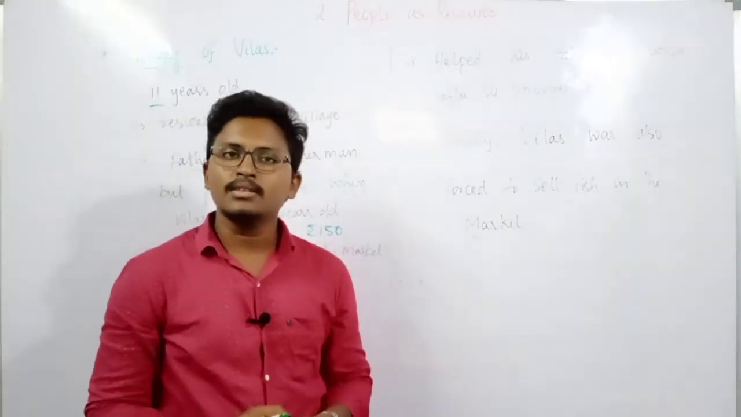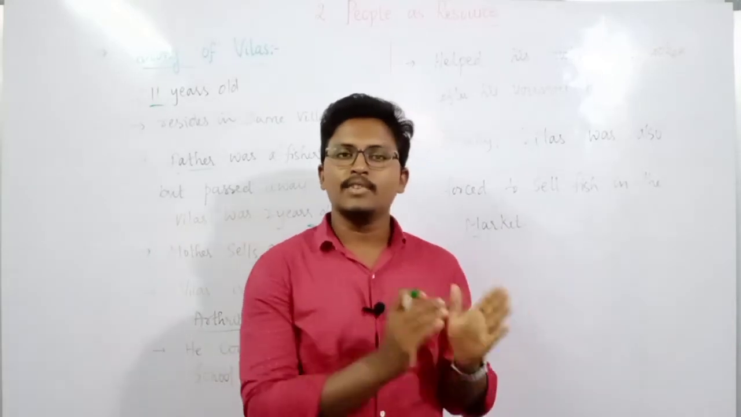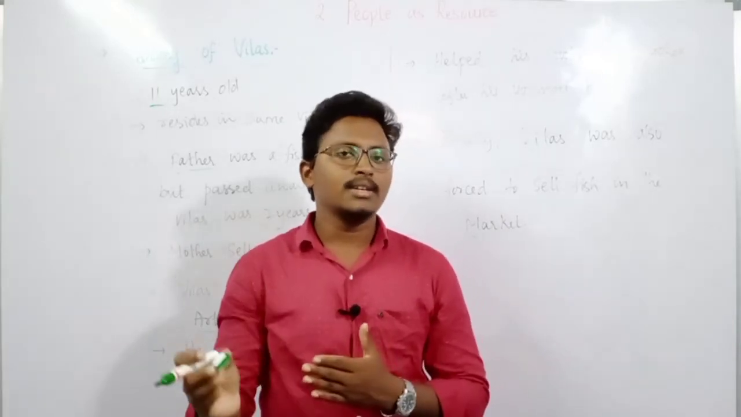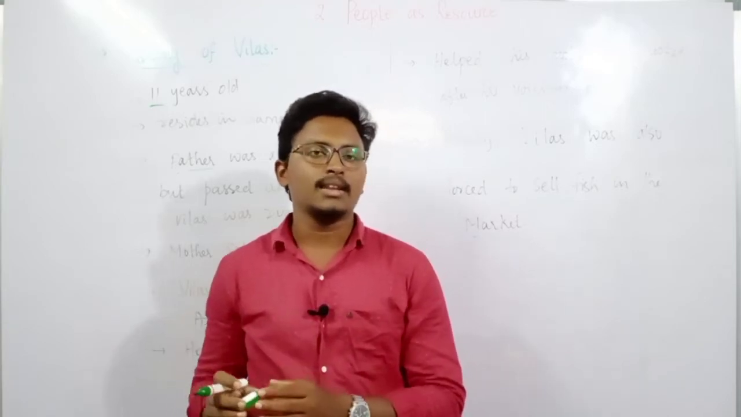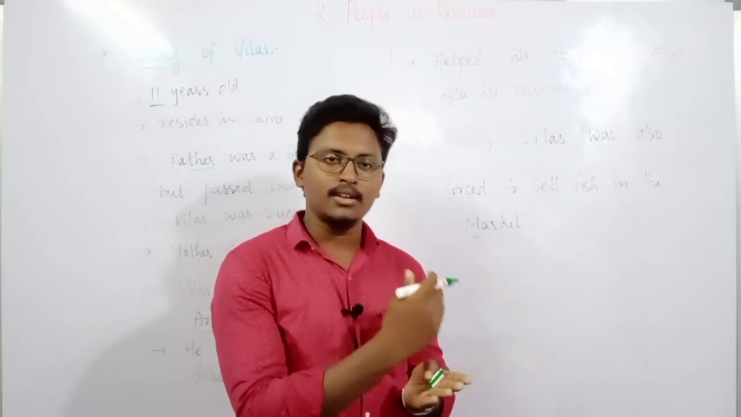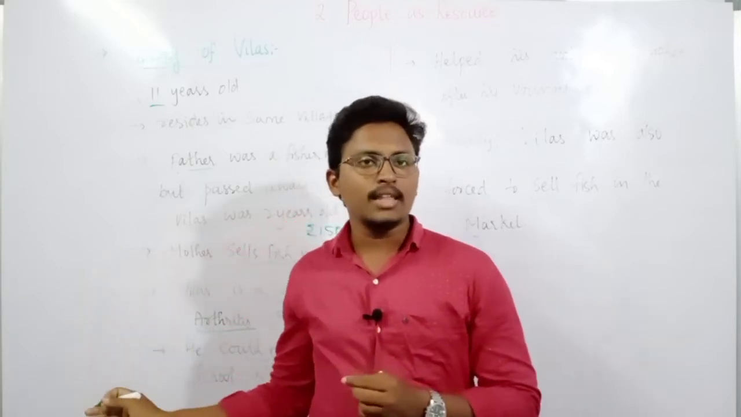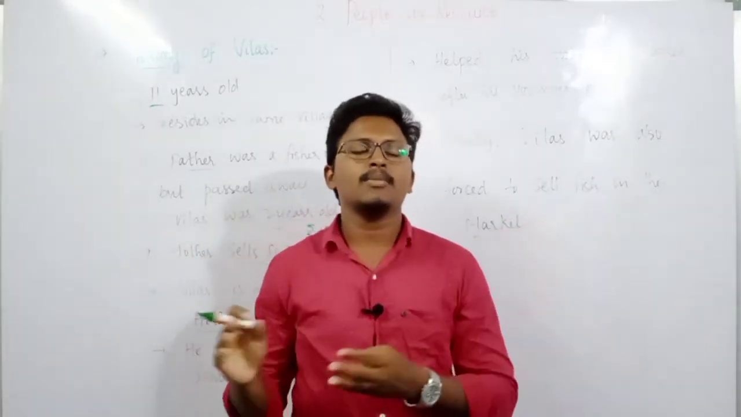So from this, what we can understand when we compare the stories of Sakal and Vilas: Sakal got an education, he was a meritorious student, and he got a job, so he is getting a salary. Then take Vilas: he was not interested in studies, he did not attend school, and he was not healthy. Finally, he was doing the same work that was done by his parents.